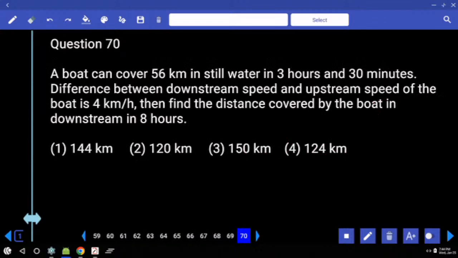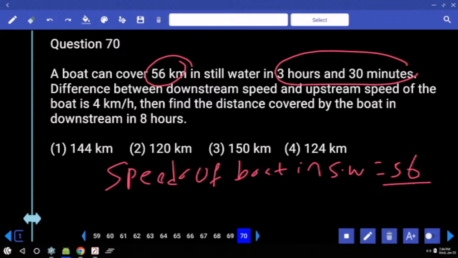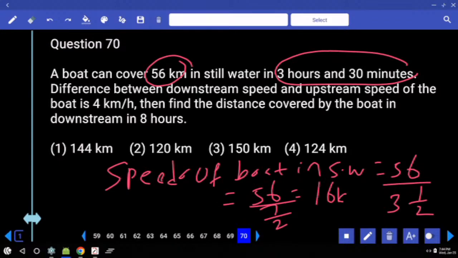Okay. A boat can travel 56 kilometers in still water in 3 hours and 30 minutes. అంటే ఫస్ట్ ఆఫ్ ఆల్ ఈ డేటా ఇచ్చాడు. Boat can cover 56 kilometers in still water in 3 hours 30 minutes, ante he has given distance, he has given time. So what you must notice here, speed of boat in still water, avuna kada? Speed of boat in still water is equal, so distance anta 56, 3 hours 30 minutes ante 3.5 hours. Yes or no? Ante 56 by 7 by 2, ante 56 into 2 by 7, ante 16 kilometers per hour. This is your speed of boat in still water.